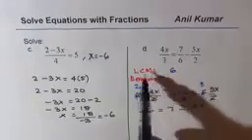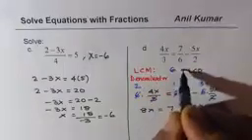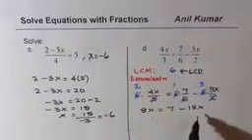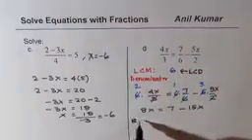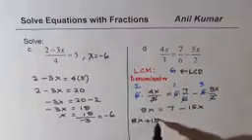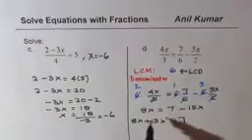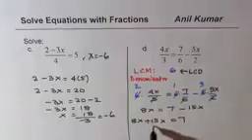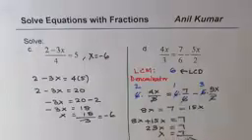LCD, the lowest common denominator, is also what we call this. And you get a linear equation. Now it is simpler to solve. Bring it to one side. So 8x plus 15x equals 7. And when you add this, 8 plus 15 is 23. So we get 23x equals 7. So x equals 7 over 23. So that becomes the solution for the given equation.